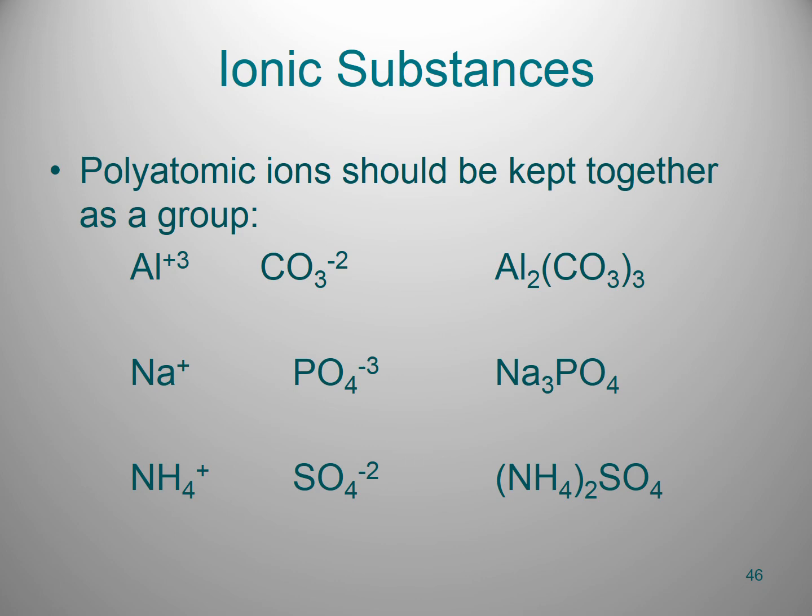Okay, if you've got 2 polyatomics, you just do the same thing. So NH4 plus and SO4 negative 2, you're going to need 2 of the NH4s to combine with 1 SO4. So (NH4)2SO4. So do be careful with polyatomic ions and be able to recognize them.